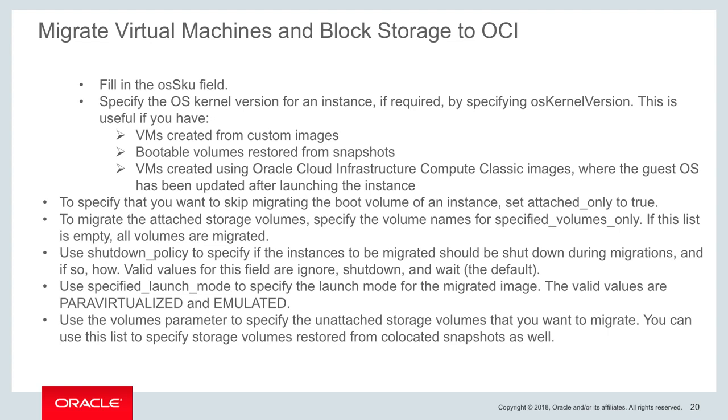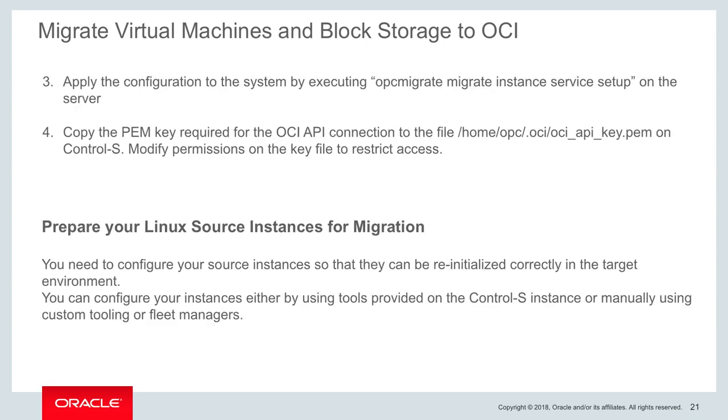Use the field specified_launch_mode to specify the launch mode for the migrated image. The valid values are para-virtualized and emulated. You can also use the volumes parameter to specify the unattached storage volumes that you want to migrate. You can use this list to specify storage volumes restored from co-located snapshots as well. To apply the configuration to the Control S server, you will execute opc-migrate-instance service setup.